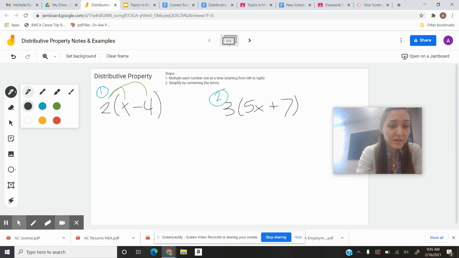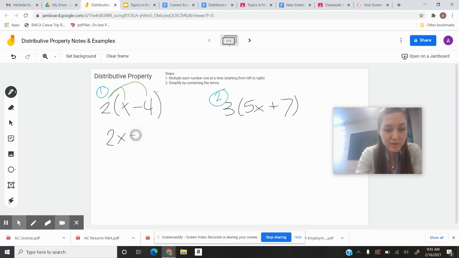So now that I've drawn my arcs, I'm going to go ahead and multiply those through. 2 times x is just 2x. 2 times -4 is just -8.